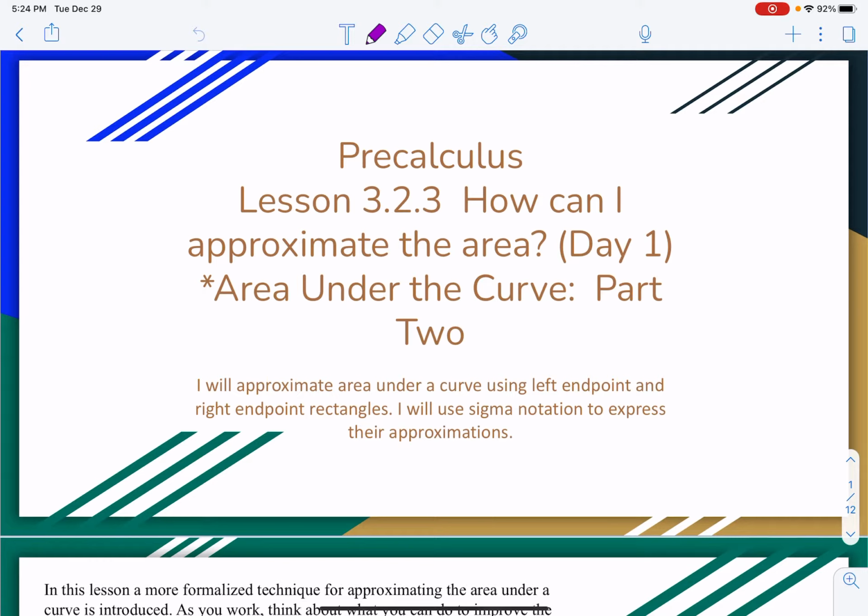Lesson 323, Area Under the Curve, Part 2. So we're going to still look at approximating area under the curve, but now we're going to look at left endpoint and right endpoint rectangles and use sigma notation to express their approximations.